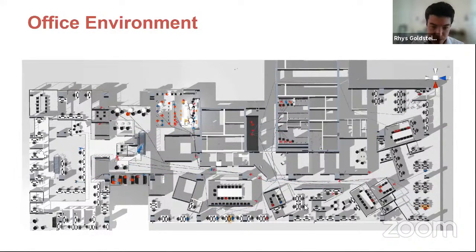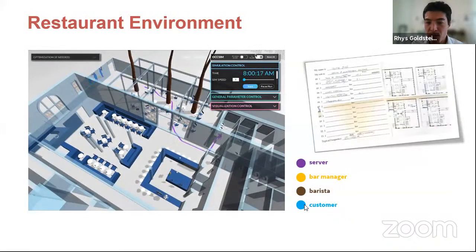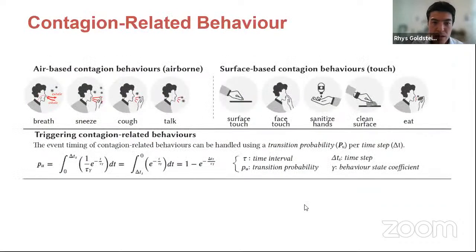I'm going to move on to a restaurant environment, and here we collected data from the actual restaurant. We took notes to learn about the different types of behaviors that were expected there, and used that to create a simulation. As well as that, there are a variety of behaviors that affect the virus transmission, like breathing, sneezing, coughing, and talking. Also, touching surfaces if you're looking at surface-based transmission. And all this was randomized.